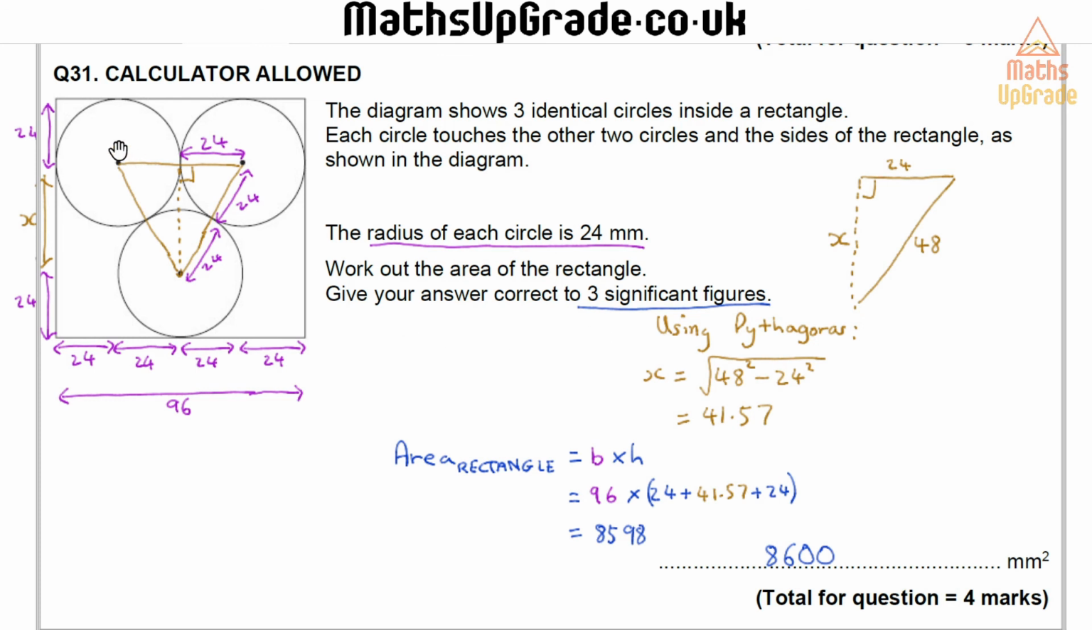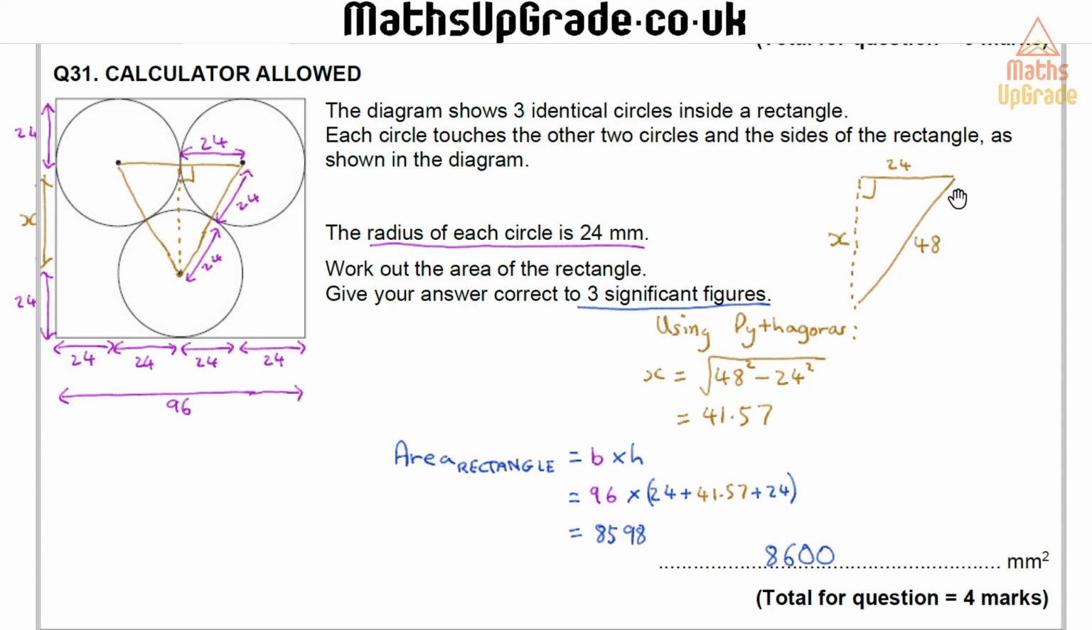As you can see on the diagram here, join the centers of the circles up. Because the radius of each circle is 24 millimeters, this distance here is 24 millimeters, and this distance here is 24 millimeters. This is 24 millimeters. So essentially I've got an equilateral triangle here, with each side being 48 millimeters. If I split that equilateral triangle down the middle, then I end up with this right angle triangle here.